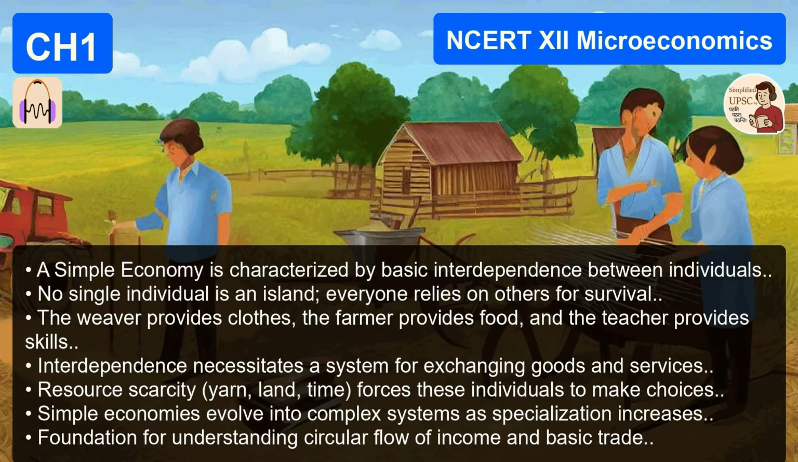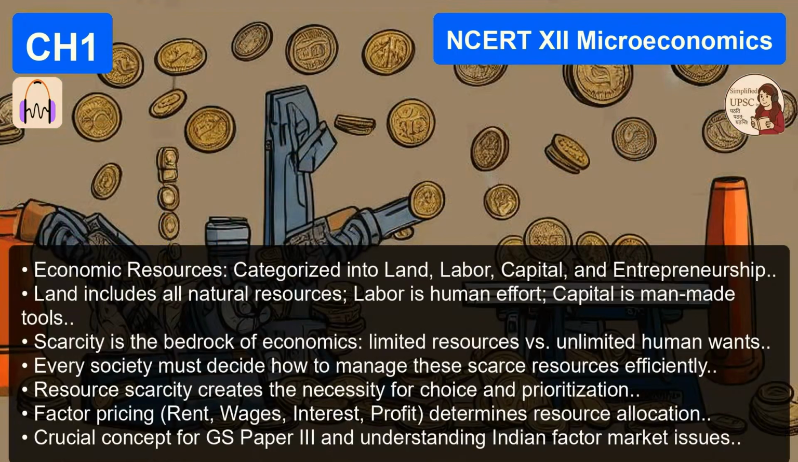But human wants are unlimited. I mean, give me a bicycle, I want a car. Give me a car, I want a jet. Give me a jet, I want a moon base. It never stops. Exactly. And that collision, unlimited human wants crashing into limited scarce resources, creates the problem of choice.